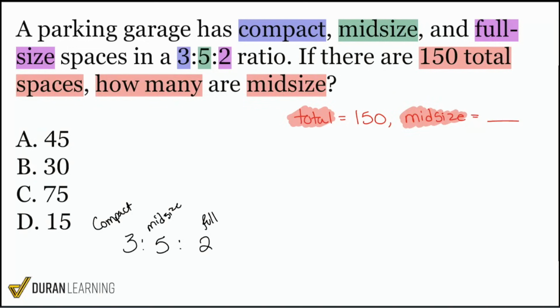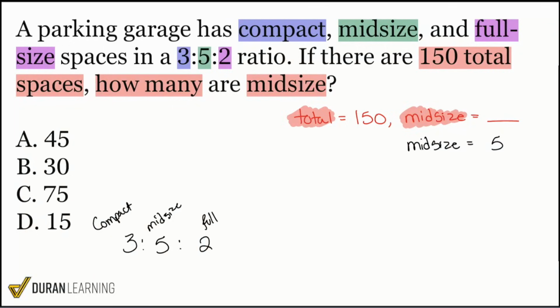I'll just write full. My party people, help me out. Which of these can I immediately use? The 3, the 5, or the 2? Which of these is useful to me right now? Yeah, if you said 5, absolutely, the mid-size, for sure, because we see that we want to compare mid-size right there. So, very good eye. The 5 is what we'll use. Mid-size equals 5.